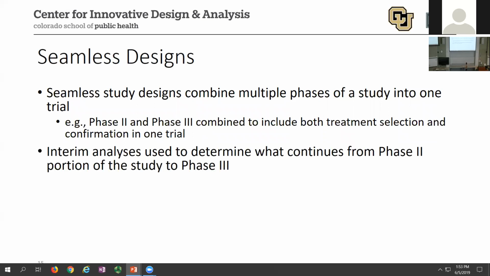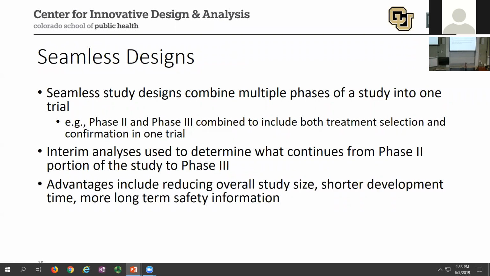In this process, generally, we rely on some interim analysis or analyses to make a decision about the treatment arm or arms we have included in our study. We'll see this in our examples on the next few slides. These decisions ultimately help us determine what continues from phase 2 to phase 3, or phase 1 to phase 2, depending on the type of design we're looking at.